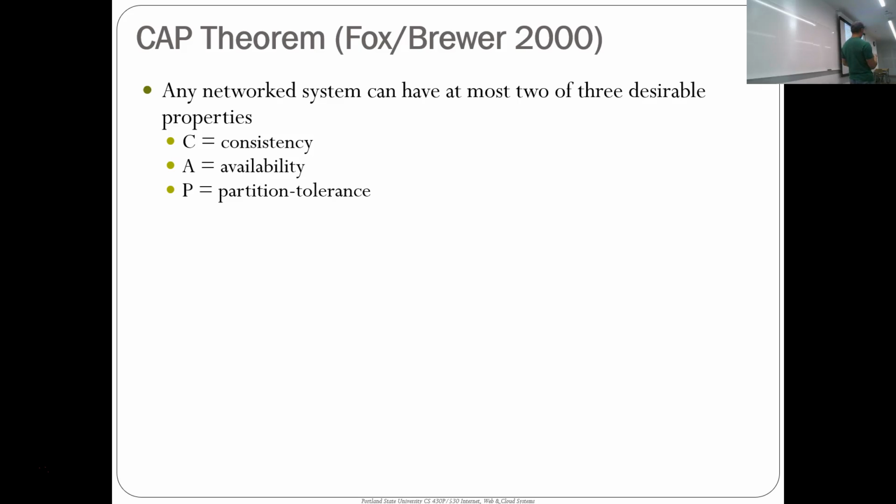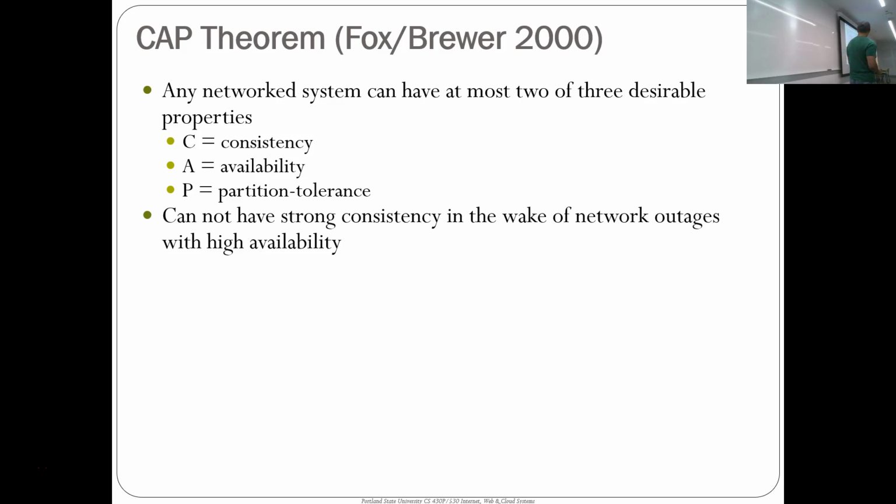So the first one is consistency, strong consistency. So if you really care about that, that could be one of your 2. The other thing is high availability. So if you want the thing to always respond to requests, that would be what availability is. And then the last one is the ability to tolerate partitions. So you can do 2 of the 3. You cannot have strong consistency in the wake of network outages with high availability. And this is the theorem.